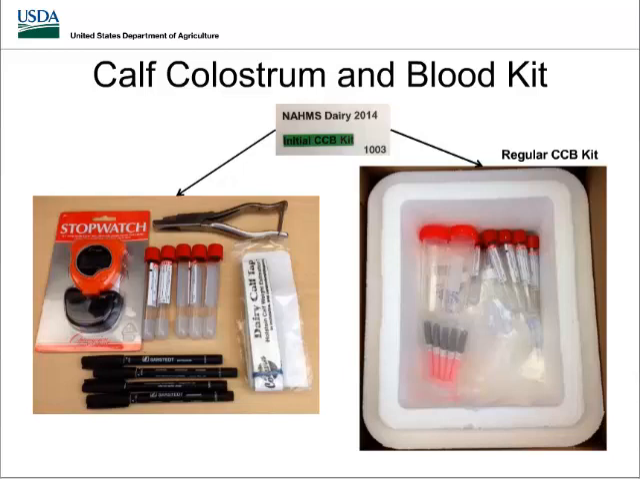Okay, so the kits for the calf component, all the coordinators should have received one of each of the kits. So for the calf component, there will be 4 boxes. You'll have an initial calf colostrum and blood kit, a regular calf colostrum and blood kit, a calf fecal kit, and then also a supplemental shipping box. Are there any questions about those up front? I assume you guys have had a chance to look at them, hopefully.